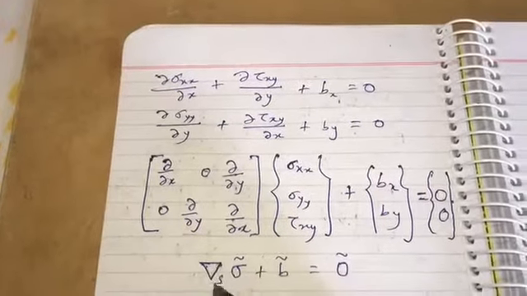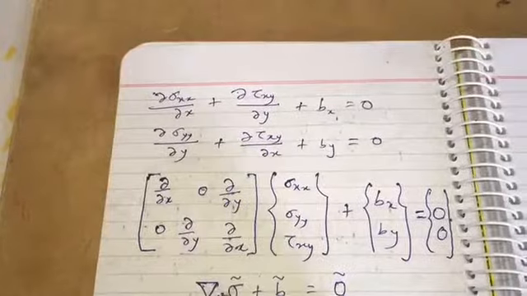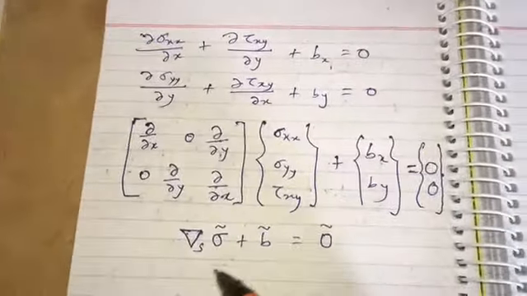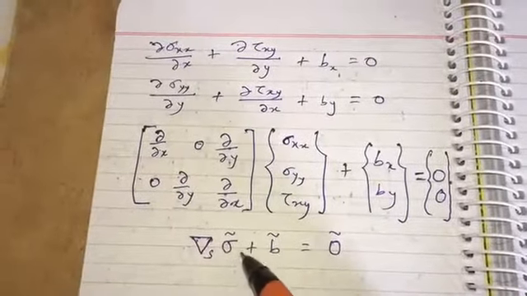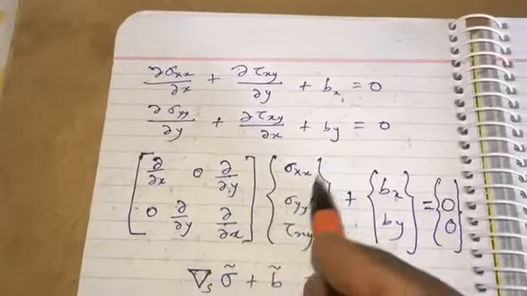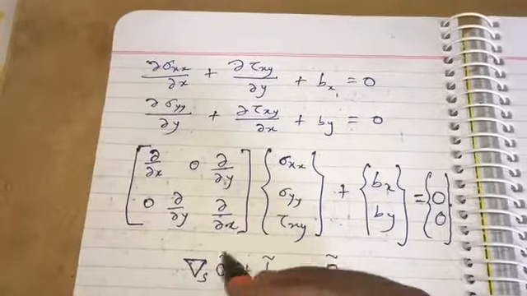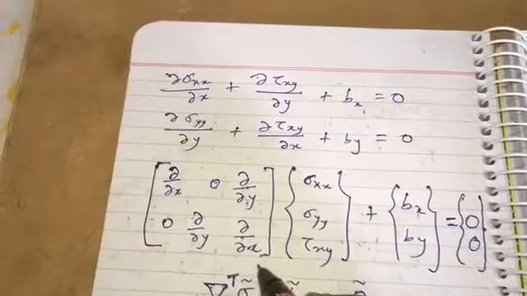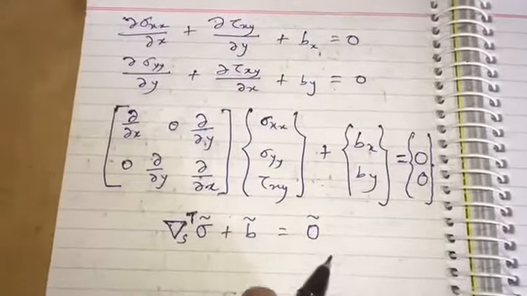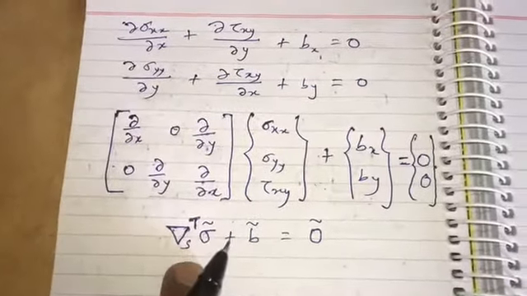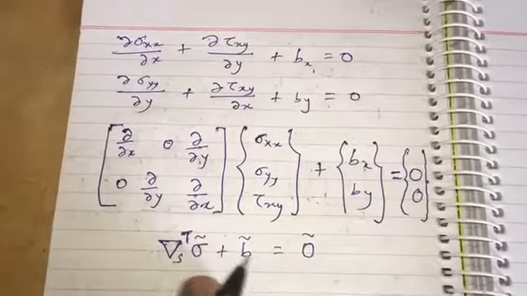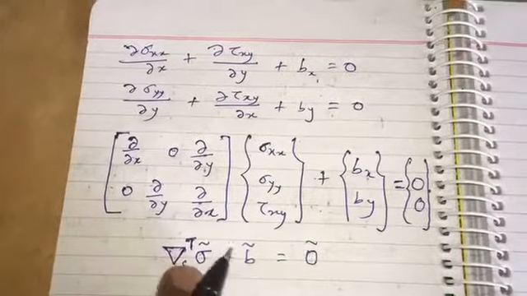This is an operator which is similar to the divergence of a vector. So actually instead of calling this del s, we can also say del transpose s rather, so that this becomes exactly the same form of a divergence. When we write divergence in matrix form, we write it as del transpose.